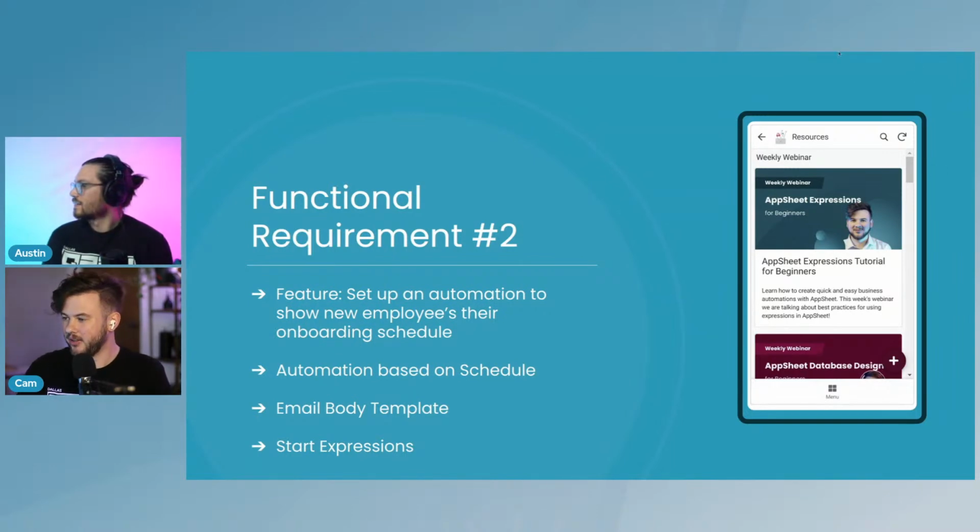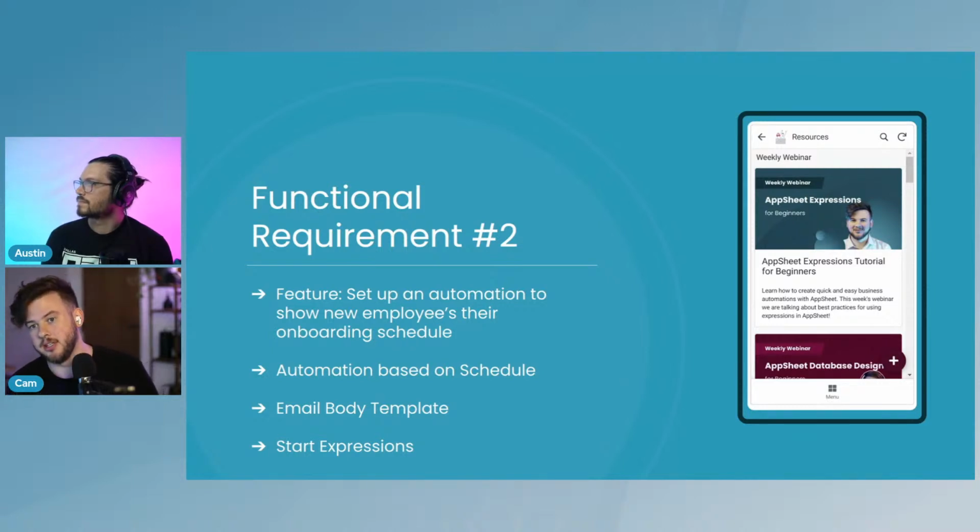Yeah. Well, let's get on to functional requirement number 2. This is the last one that we're going to be doing today. The goal of this one is to set up an automation to show new employees their onboarding schedule. It's going to send an email to each user that is currently being onboarded, and it's going to send them a list inside of a table, inside of a document. It's going to send them a list of all the resources that they need to check out before they can change their status to not being onboarded.